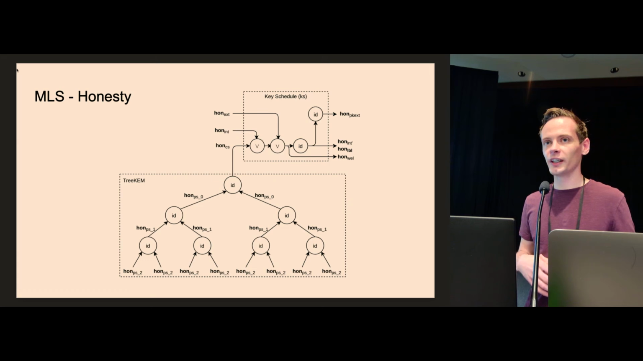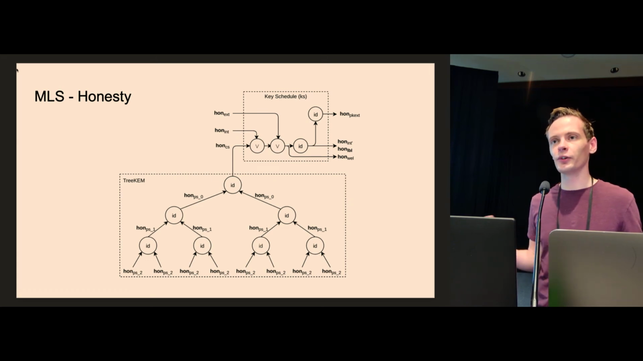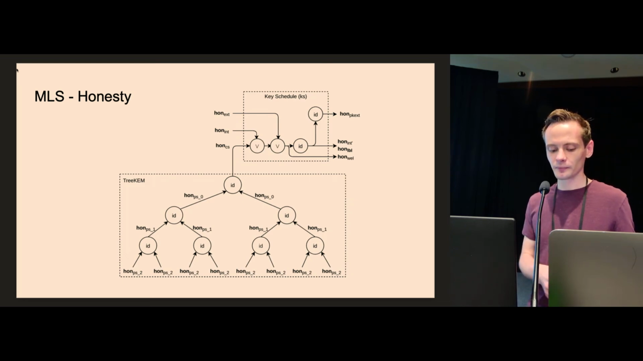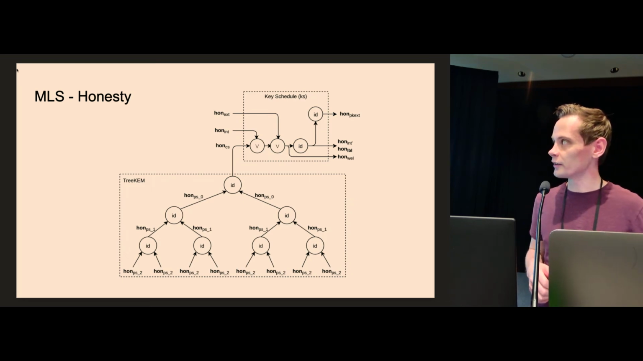In the key schedule, we can see that in the location where there used to be key derivation functions, there's now a node with an OR symbol. This is used to signify that the output of this derivation is honest if either of the input values is honest. So how do we get to this honesty graph?